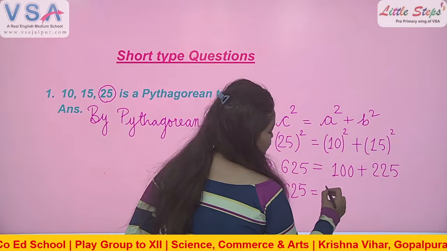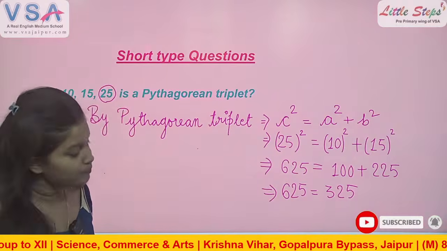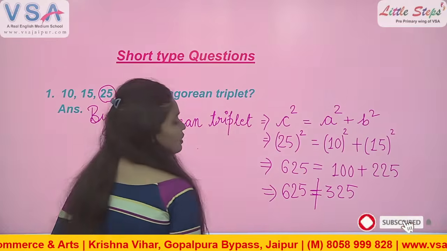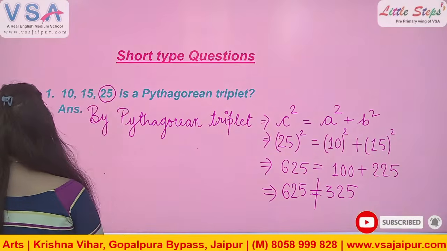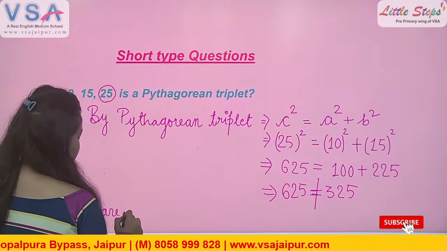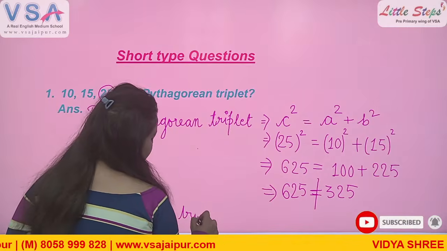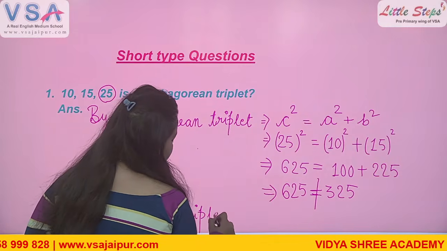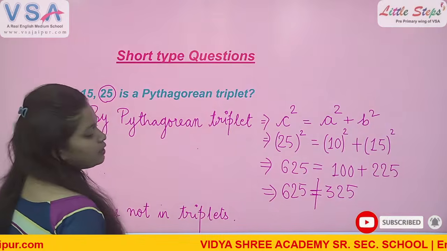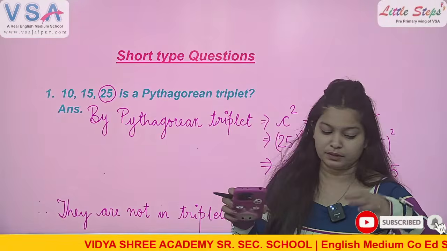625 equals 325? Are both sides equal, LHS and RHS? Of course not. They are not equal. So the numbers are not a triplet. If both sides come out equal, LHS and RHS, then they are a Pythagorean triplet.